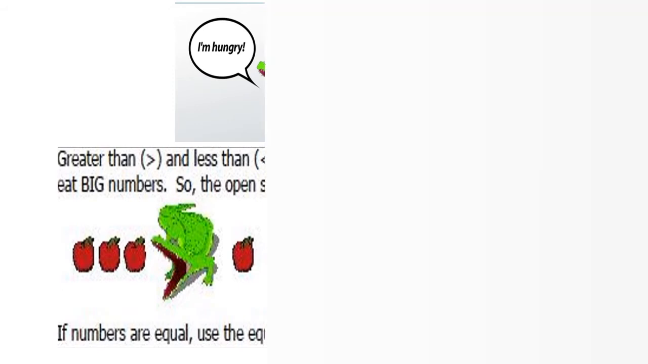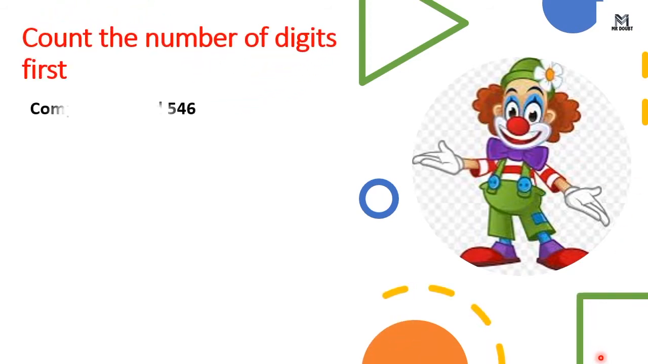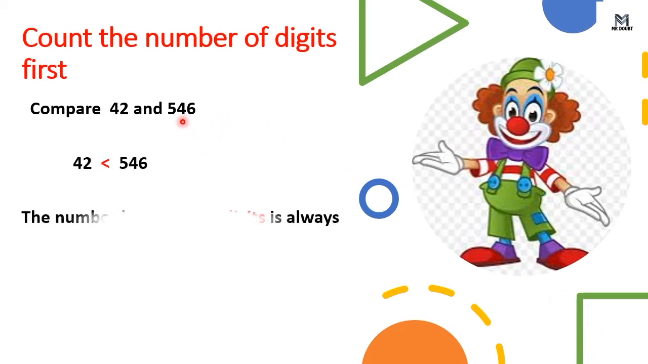Okay, let me tell you how to compare any two numbers. In the previous class, you have done two-digit numbers. Now, in this class, you will learn three-digit numbers. So, if you have to compare a two-digit number and a three-digit number, then how to compare it? It's very simple. We have to count the number of digits in each number.